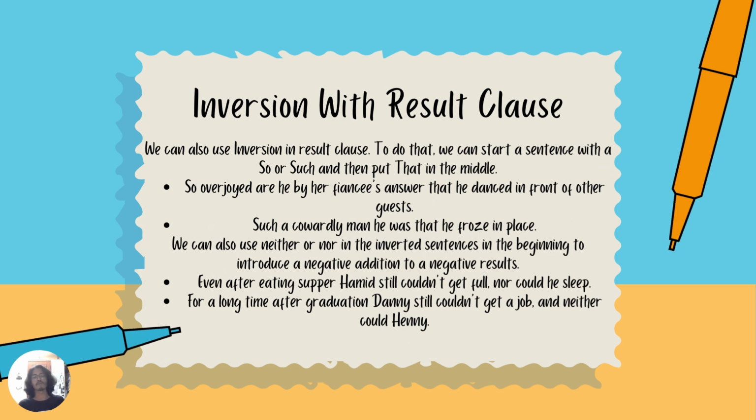And then the next example would be: "For a long time after graduation, Danny still couldn't get a job, and neither could Henny," which means both of them couldn't get a job even after graduation. And to turn it into a sentence with inversion, just put "neither" for the second subject. I hope you understand what I'm saying.